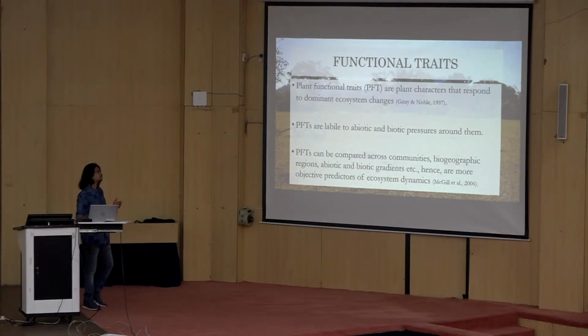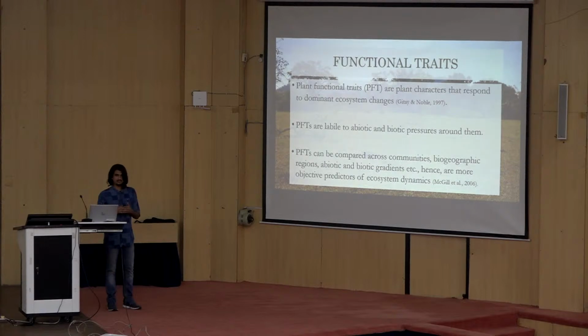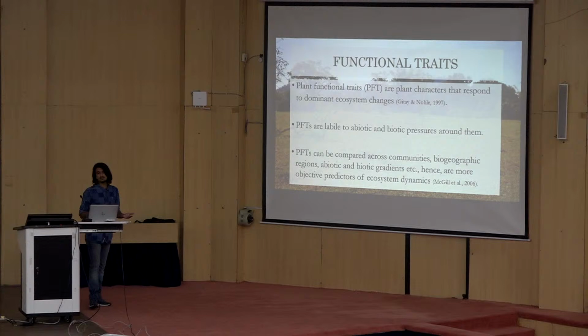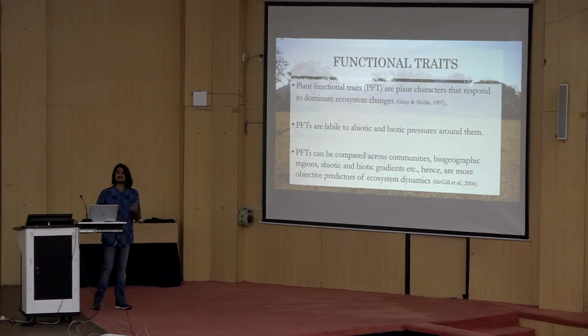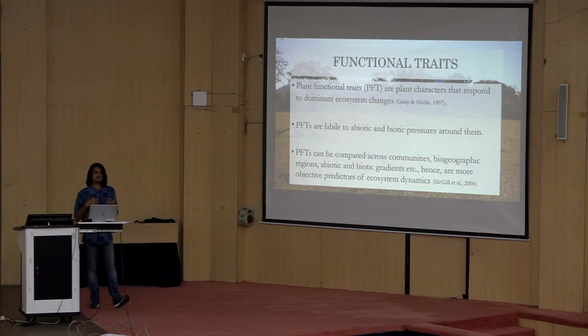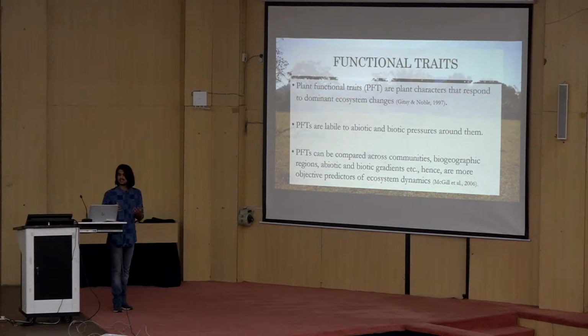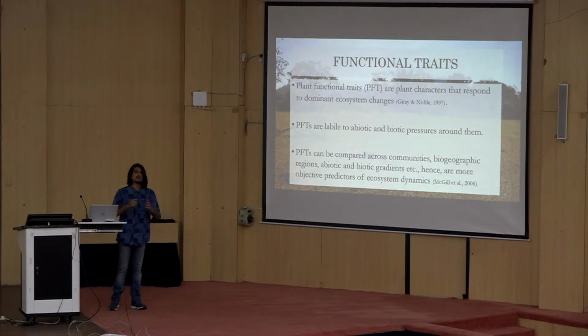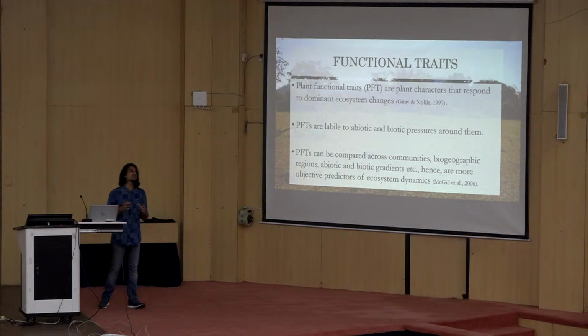We are employing a plant functional trait approach to look at the effects of grazing in our study area. Plant functional traits are plant characters that respond to dominant ecosystem changes, and community ecologists are increasingly using this approach because the traits are quite labile and sensitive to the abiotic and biotic pressures around them. They also show a very quick response to changes in their immediate environment.